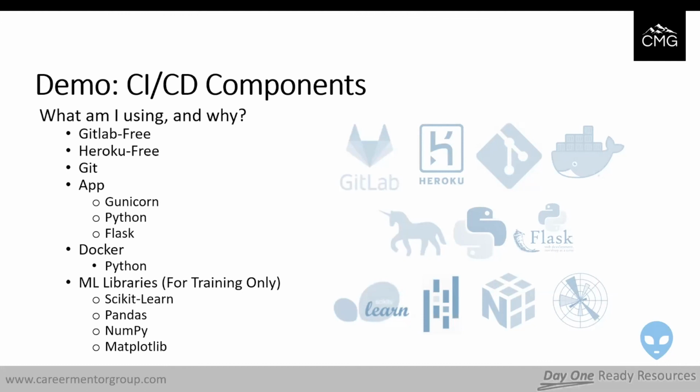So just like the previous demo, GitLab is used for the automation and source code management. Heroku is the deployment platform hosting our Docker image, running the machine learning application. We're just using Python for this configuration. And then for the app itself, Gunicorn is used along with Flask to deliver the web app. The machine learning library is used for the actual prediction and training of the model, and includes scikit-learn, pandas, numpy, and matplotlib.